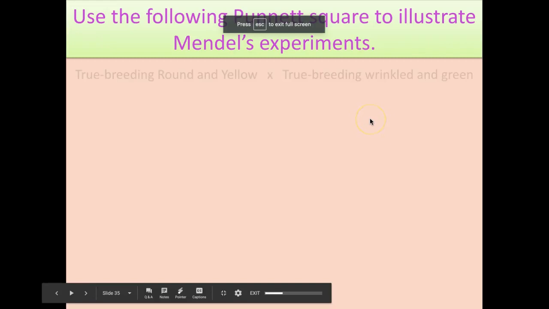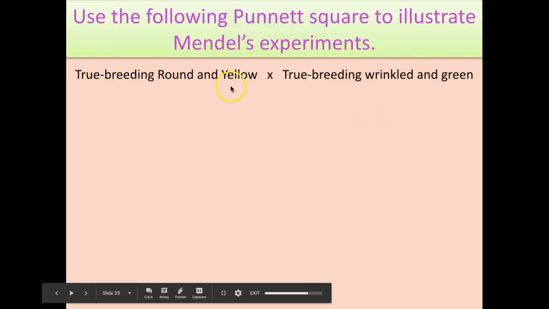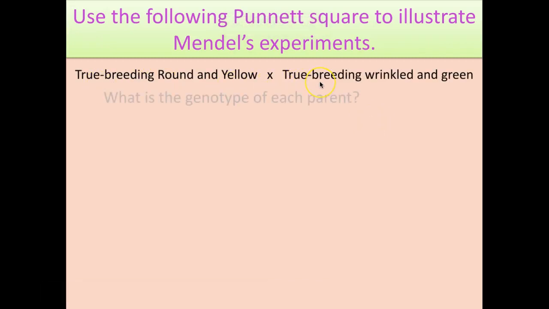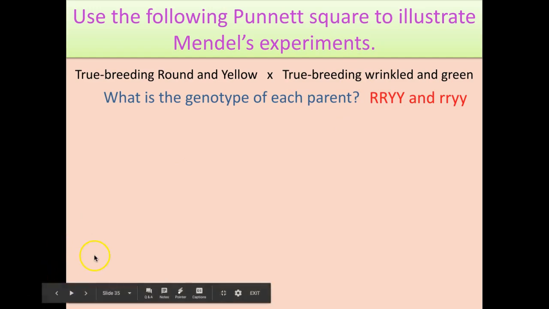All right, so let's do this here. So we're going to do a true breeding round yellow with a true breeding wrinkled green. So the genotype of each parent, so true breeding meaning that they're dominant for each trait.